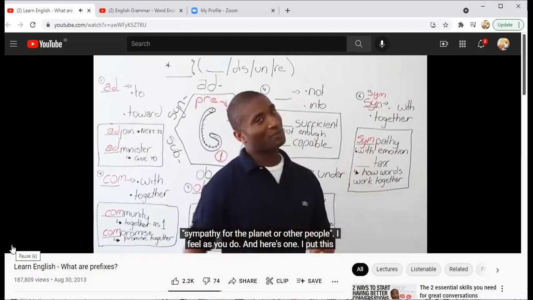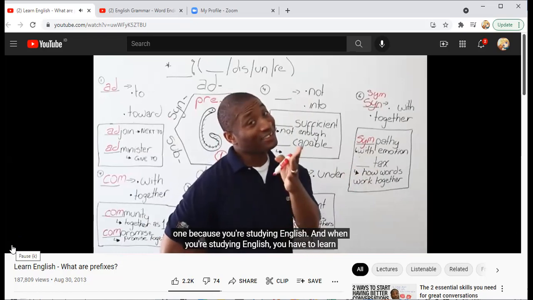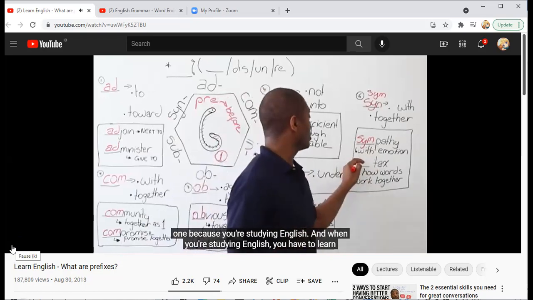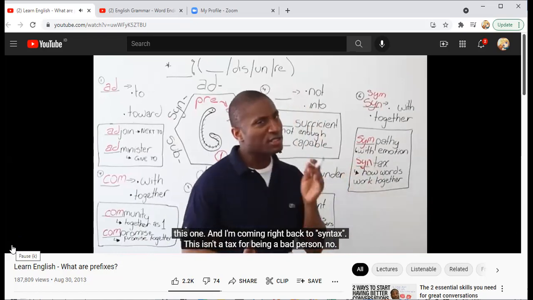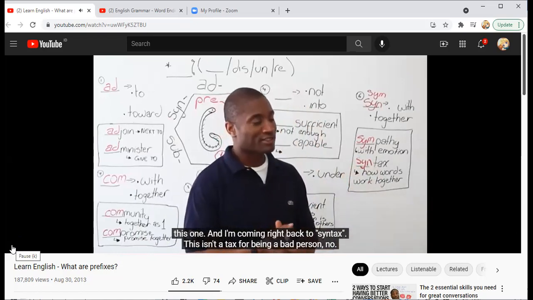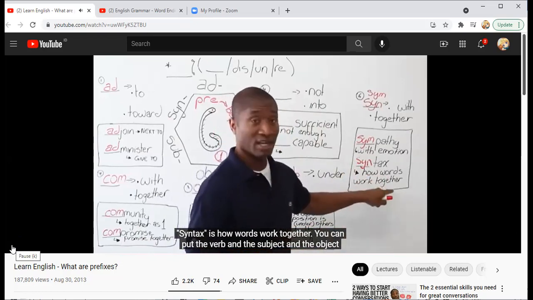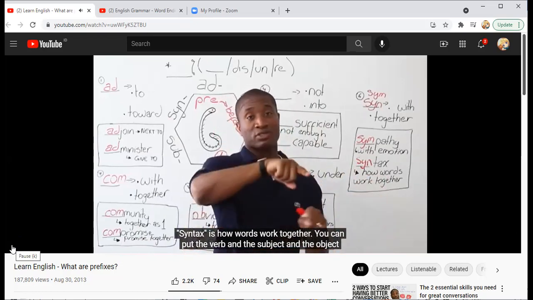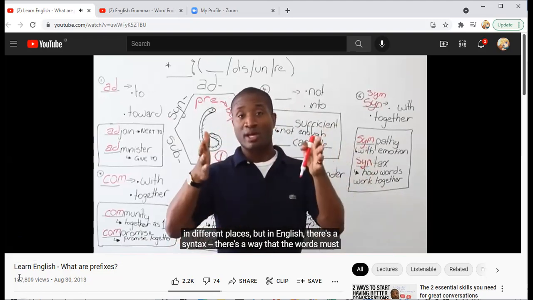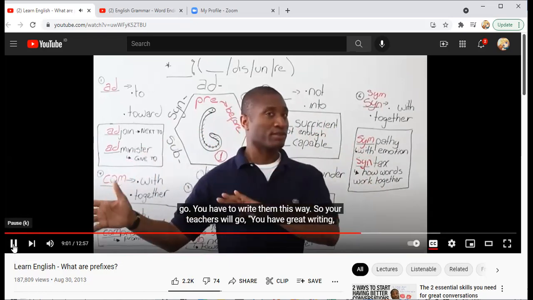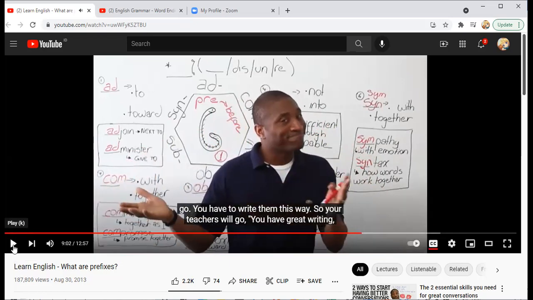And here's one. If you're studying English, you have to learn this one. And I'm coming right back to syntax. This isn't a tax for being a bad person. No. Syntax is how words work together. You can put the verb and the subject and the object in different places, but in English there's a syntax. There's a way that the words must go. You have to write them this way. Yeah, okay. So the next one is sin or sim.